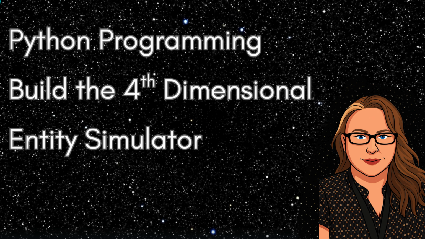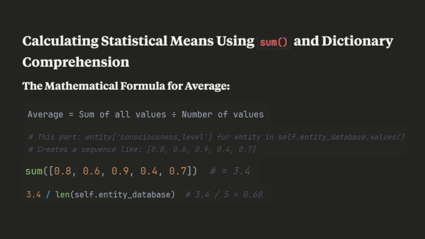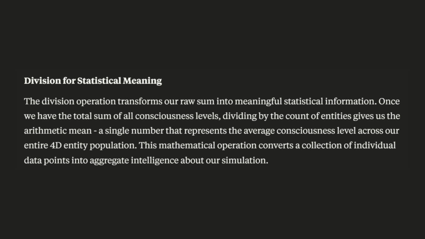We're calculating consciousness impact metrics, and we encounter the fundamental mathematical operation for statistical analyses. Average consciousness equals sum of entity.consciousness_level for entity in self.entity_database.values, divided by len(self.entity_database). This demonstrates how to calculate statistical means efficiently using sum, generator expressions and division, creating efficient statistical calculations for data analyses.